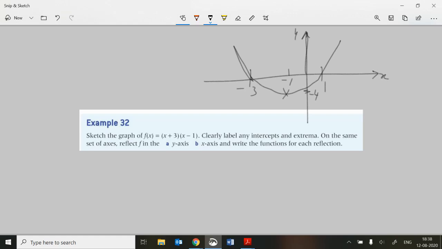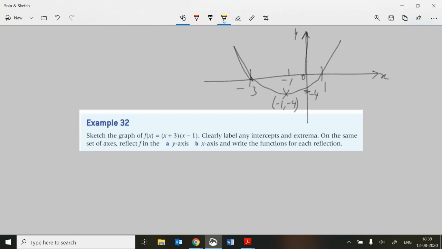Okay, it says clearly label any intercepts or extrema. I think I've done that, though I haven't actually put in minus 1, minus 4 as my extrema, as my minimum turning point there. I've got my little 0 there as well in the corner. So we've got the intercepts. That's all done. That's good. Now, on the same set of axes, reflect f in the y-axis and in the x-axis. So let's do the first one then.